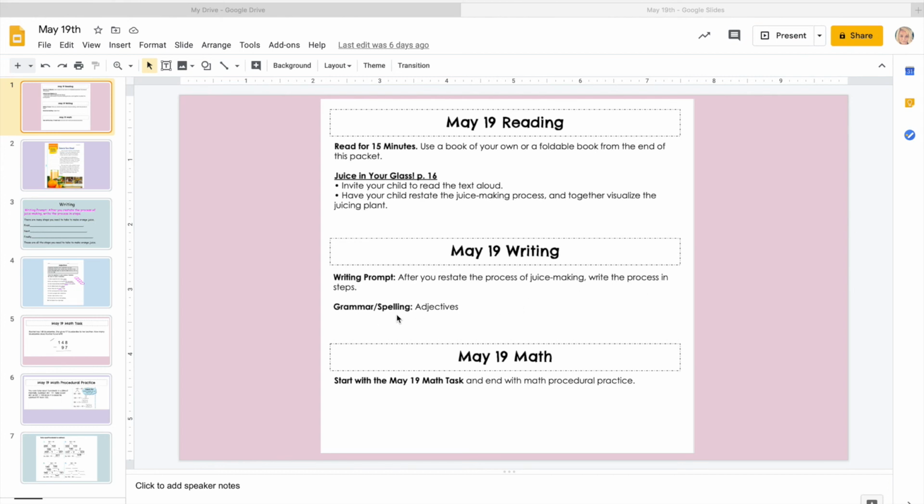And we're going to have a little bit of grammar and spelling where we're going over adjectives. And remember, adjectives describe a noun. And then last, we're going to have some math. We're going to start with the math task, and then we will end with a little bit of procedural practice. So let's go ahead and get started.